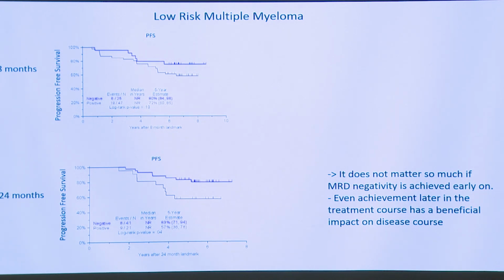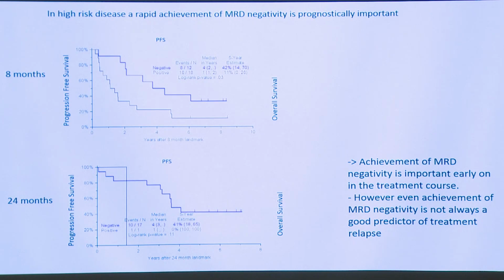So again, in low-risk disease, we think the time to achieve MRD negativity can be a little bit longer, maybe after 12 to 24 months, but we still think that achieving MRD negativity is the goal in this population group. Now, high-risk patients are different.